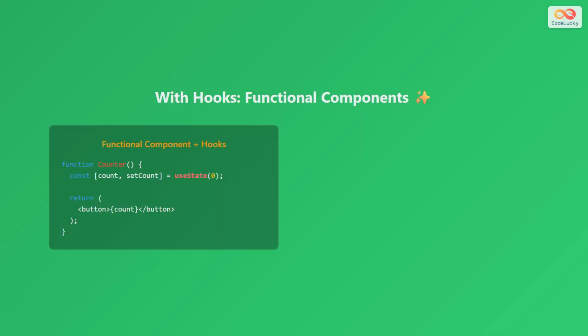With the advent of hooks, functional components gain the ability to manage state and perform side effects, making them as powerful as class components. Here is an example of a functional component using hooks. A function called Counter is defined. Inside that, the useState hook is used to declare a state variable count, and a function to update it, setCount, initialized to 0. Finally, the function returns a button that displays the current count.